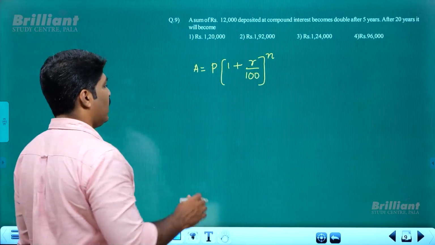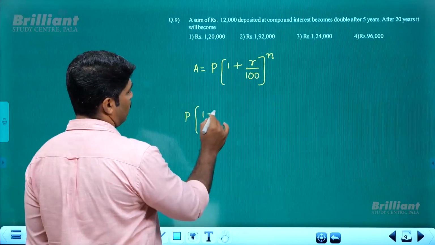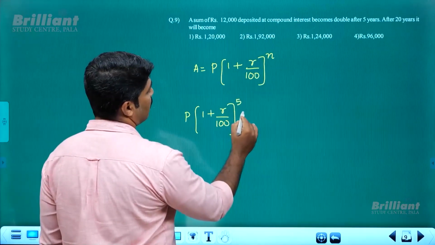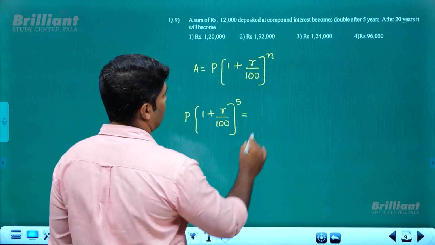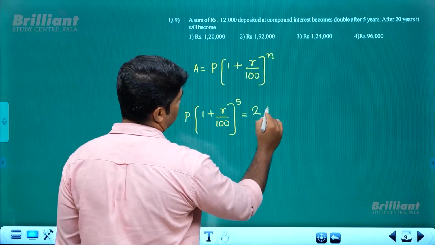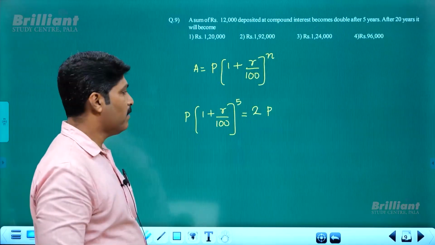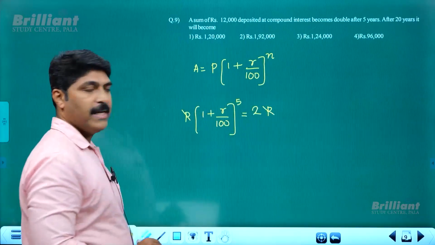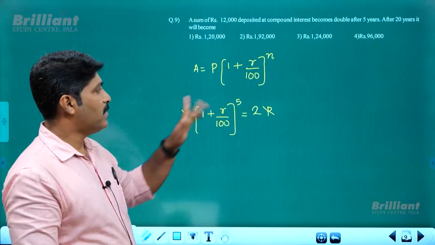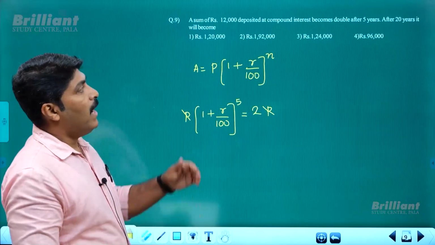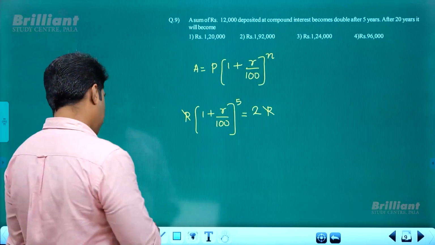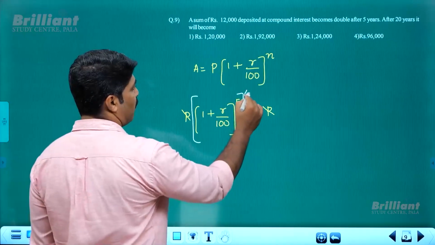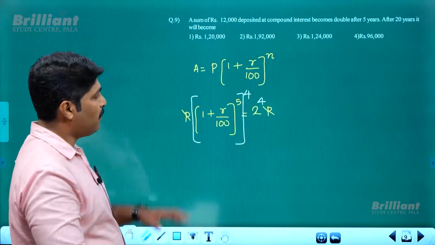In this question, it is given that when we put a certain sum, after 5 years it becomes doubled. So here it becomes 2P. Clear? It becomes doubled. That means if we cancel P, this is (1 plus r by 100) the whole raised to 5 is equal to 2. After 20 years, what will happen? You simply consider raised to 4 on both sides. Got it? Raised to 4 on both sides.